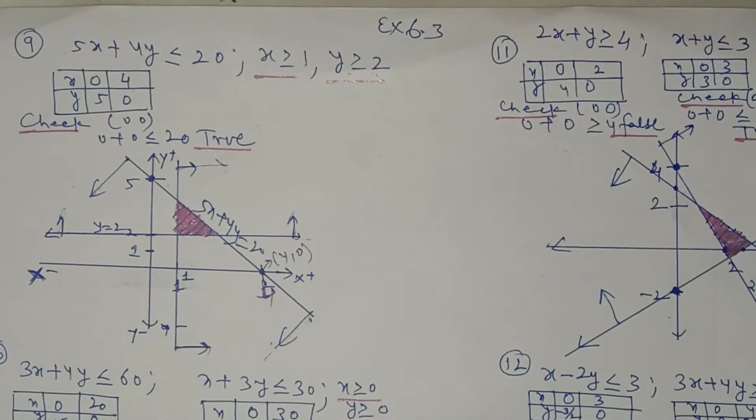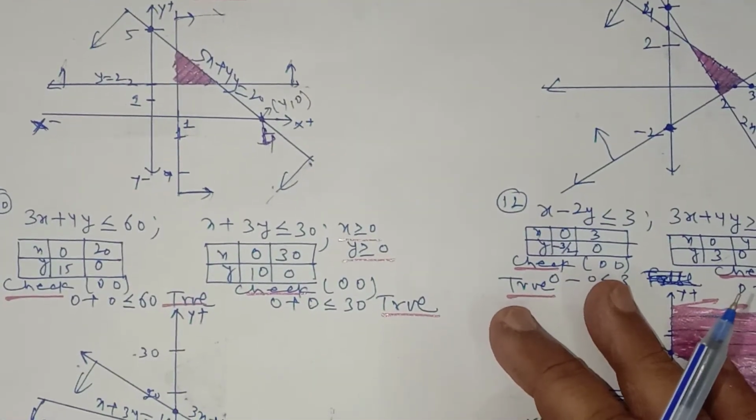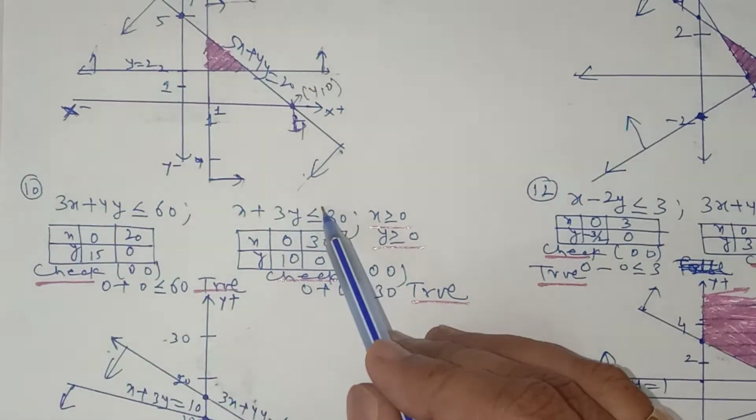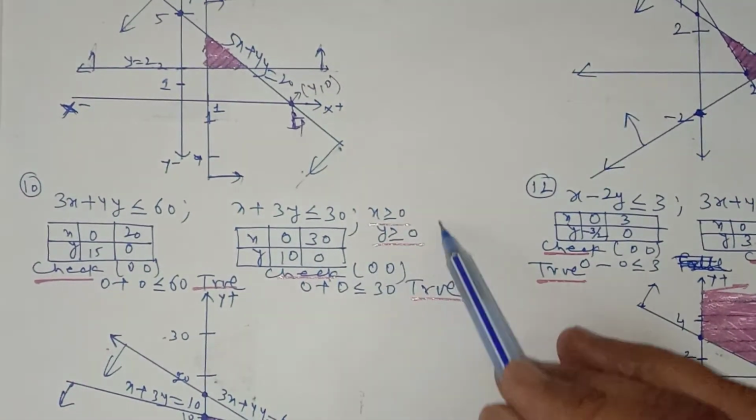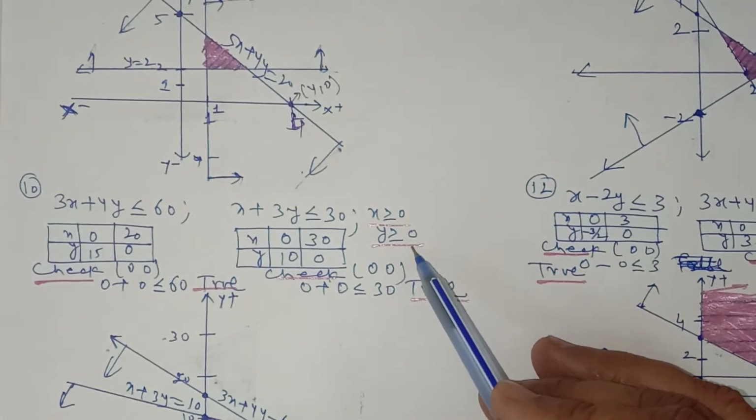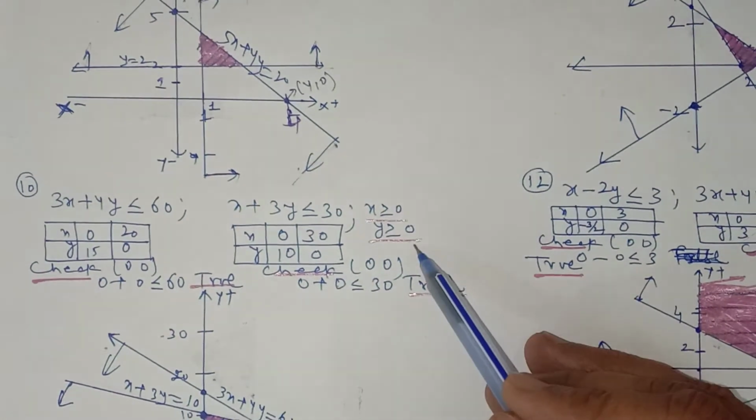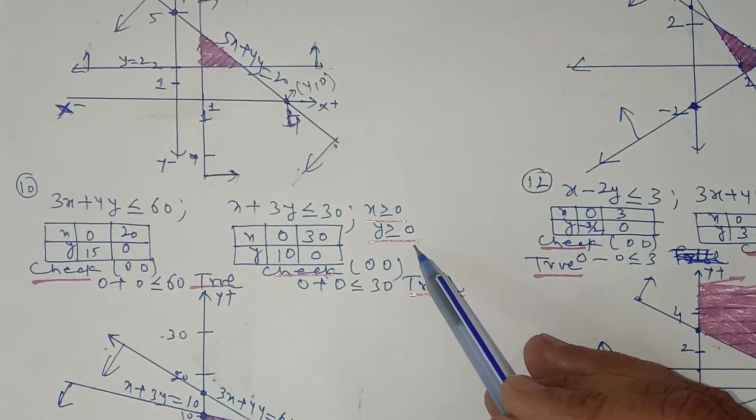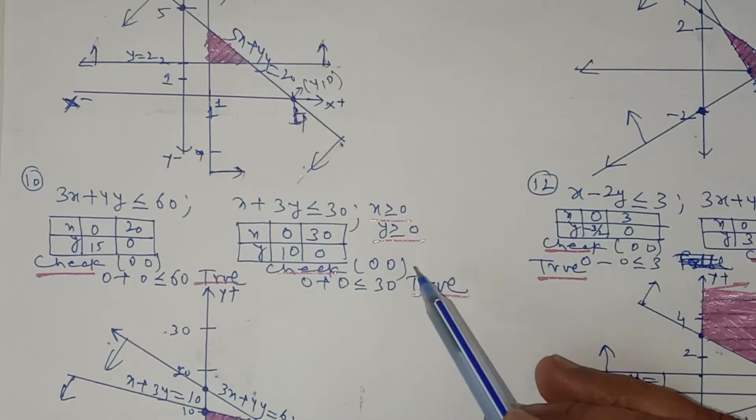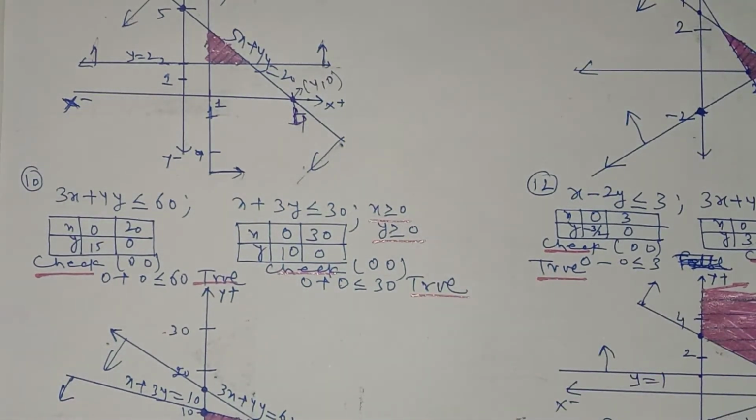See it very carefully. Now in question number 10, it is given that two equations are there, and one more condition is given that x is greater than equal to 0, y is greater than equal to 0. Now x and y both are greater than 0 in the first quadrant only. So it means you have to mark the common shaded portion in the first quadrant only.